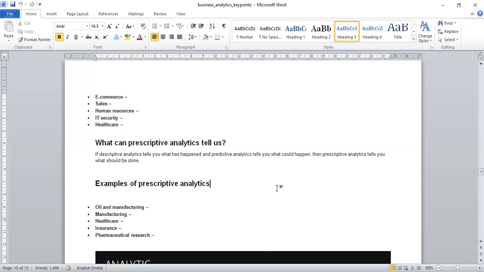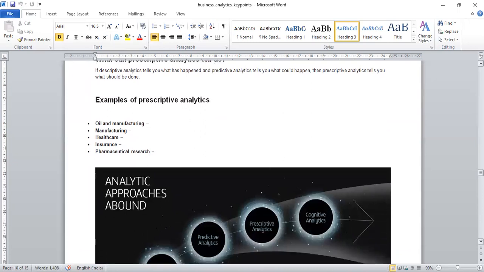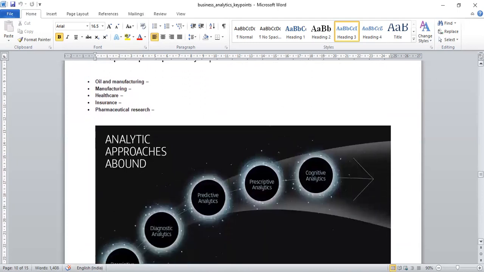That is what should be done for the betterment of your organization, of your project, of your product, for your human resource, for the effective use of resources, for the building of the future state to-be model. You need to adopt these prescriptive analytics. So what are the examples where prescriptive analytics is used? Oil and manufacturing sector, healthcare, insurance, pharmaceutical research.